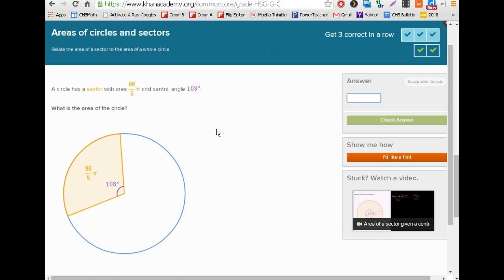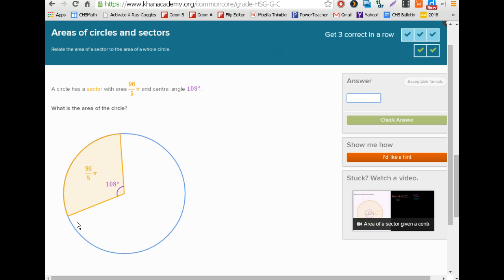Okay, next one. We have a trickier one here because, again, we're back to radians, and we have some funny fraction here, 96 over 5 pi. But we're told that it's a central angle of 108 degrees. Ooh, no, this one's even better. Look at this. We're given the angle measure and the sector area, but we don't have the total area. Oh, this is so good.